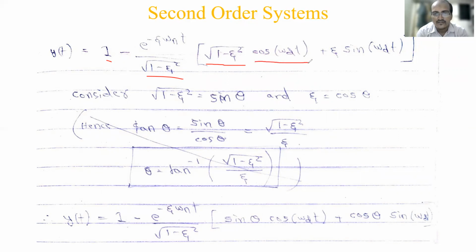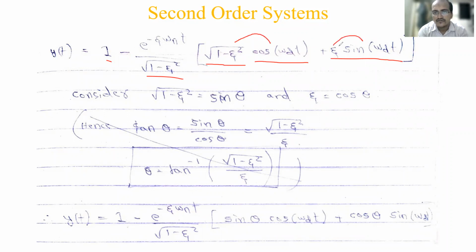Okay, cos omega dt plus zeta into sine omega dt you will get when you take these two things common. Taking common things is not a new thing. Okay, very simple. So now what I will do: two factors are there, square root of 1 minus zeta square cos omega dt and zeta into sine omega dt.